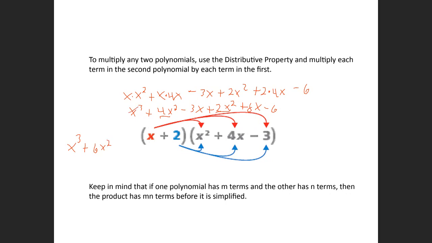So my answer would be x to the third plus 6x squared. So I've used this term, this term, this term. And then minus 3x and 8x, those are the same variables to the same power, so I can add them together. Those are like terms. So that would give me plus 5x minus 6. So this would be my polynomial simplified down. And yes, you do have to simplify them down. You can't just leave things like this. You have to add like terms together and simplify it down.